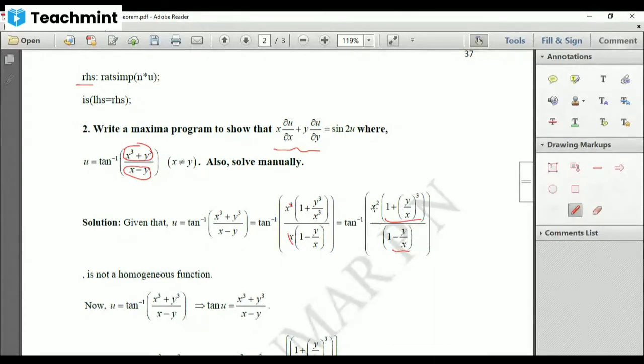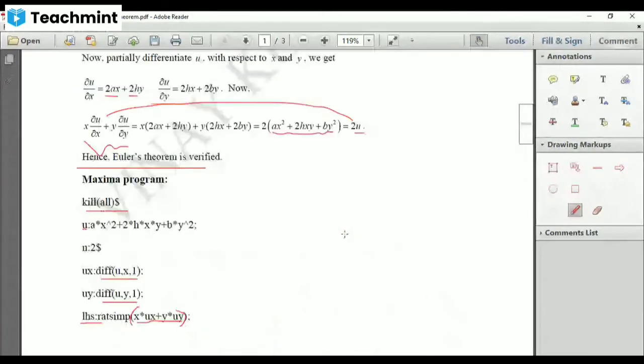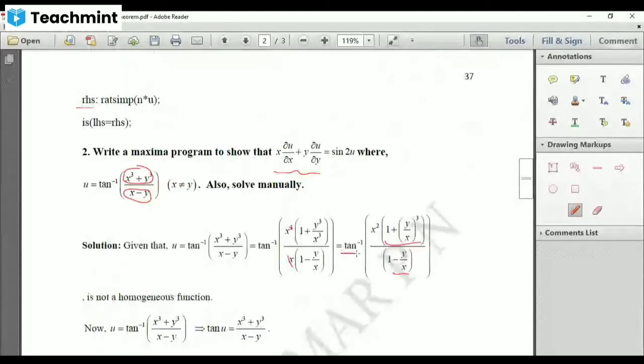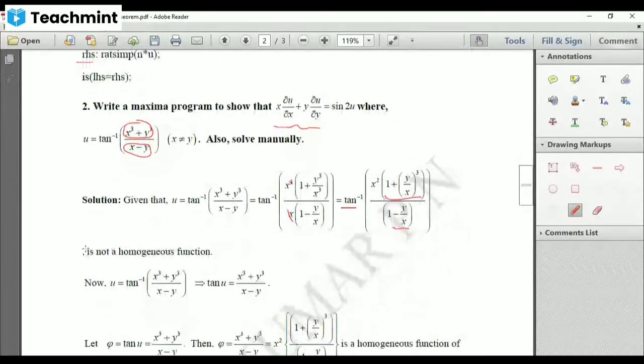But we cannot take this x square outside this tan inverse, because you know that if you want to say it is homogeneous, the power of x should come outside. But here we are having tan inverse and we cannot take x square outside it. That's why this is not a homogeneous function. So your u is not a homogeneous function. Therefore, we cannot apply Euler's theorem for this. But we have to get this result. How? By converting or transforming this into a homogeneous function.